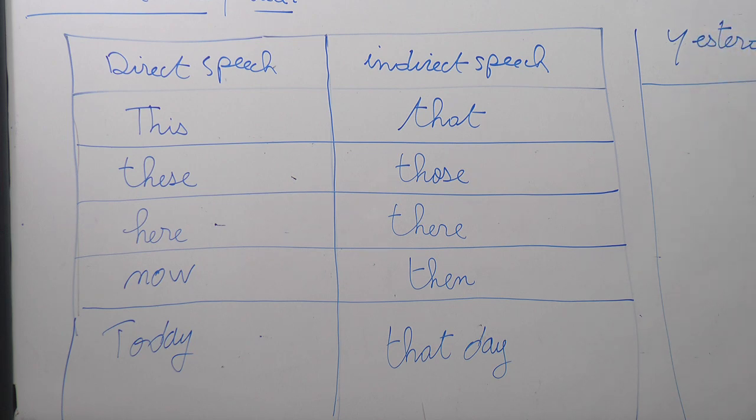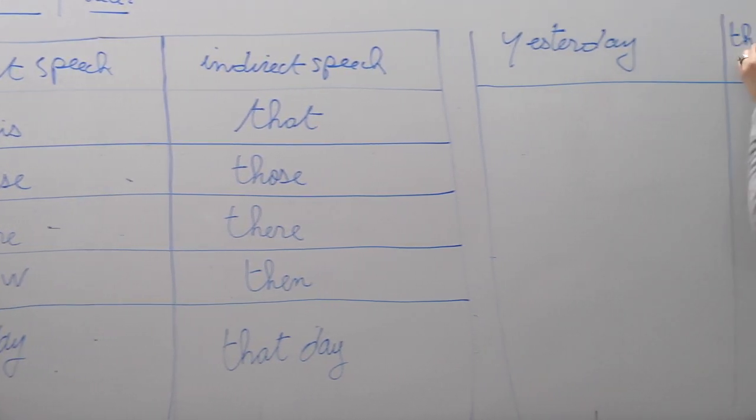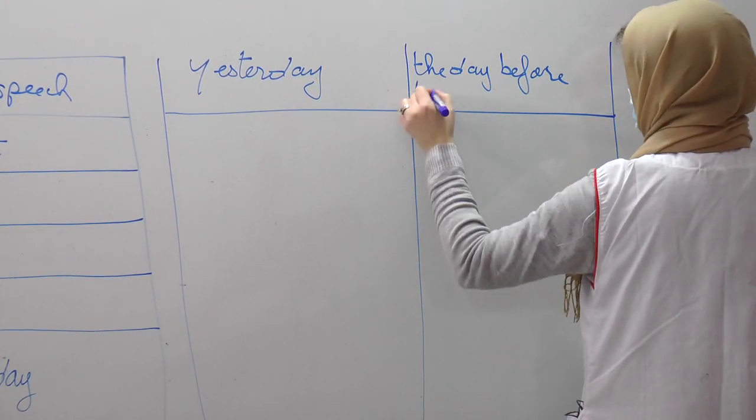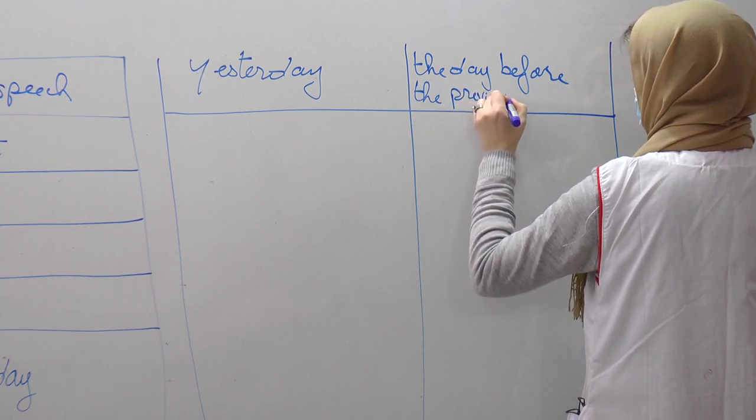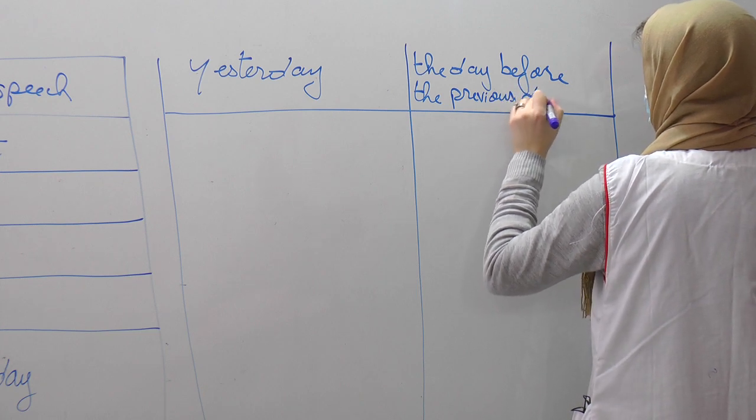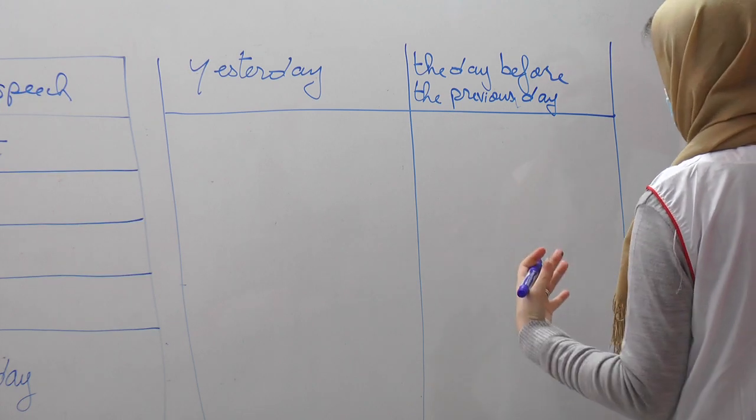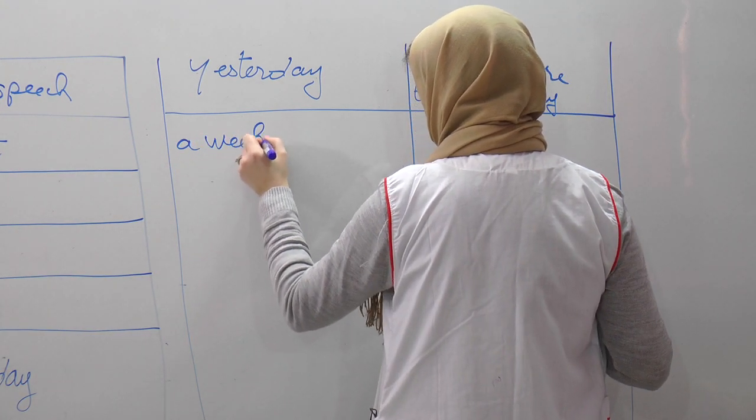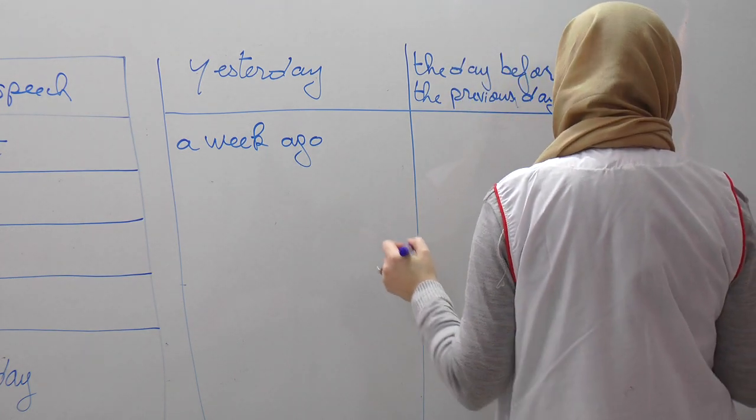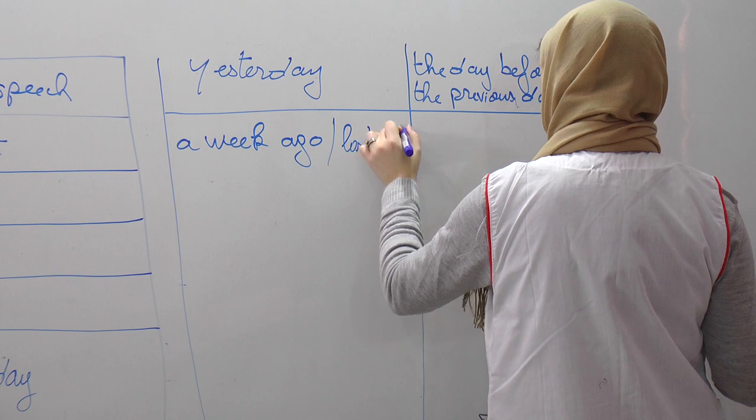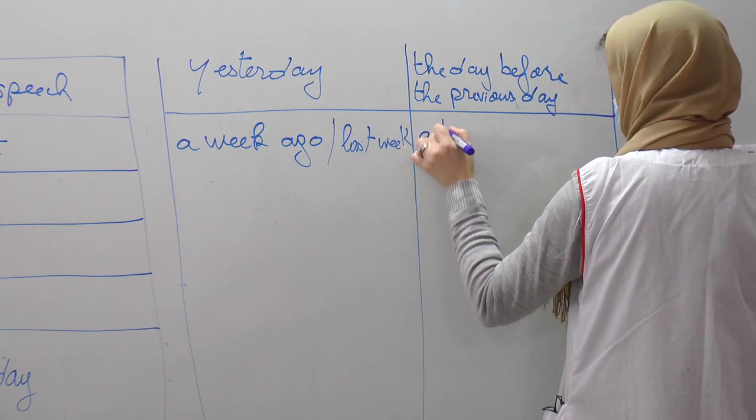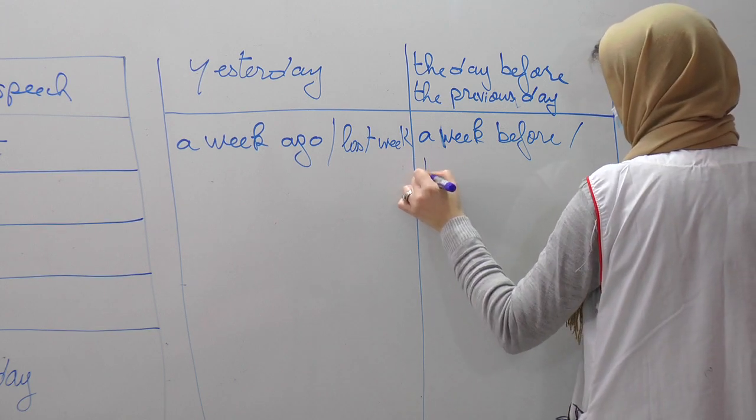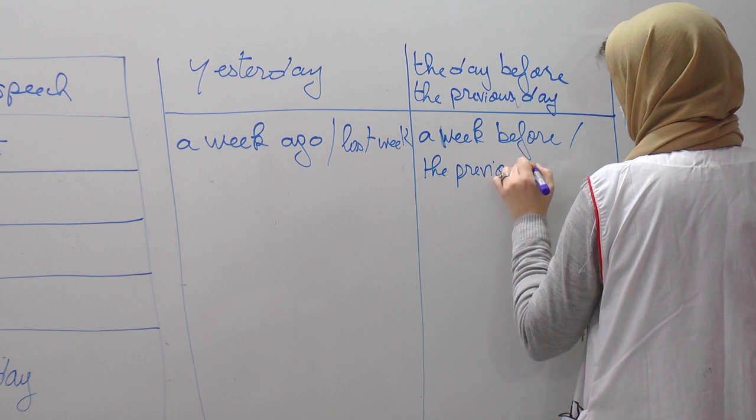Yesterday becomes the day before, or the previous day. Let's write it. The previous day. The day before. Yesterday is the day before today. A week ago, or last week, changes to a week before, or the previous week. The previous week.